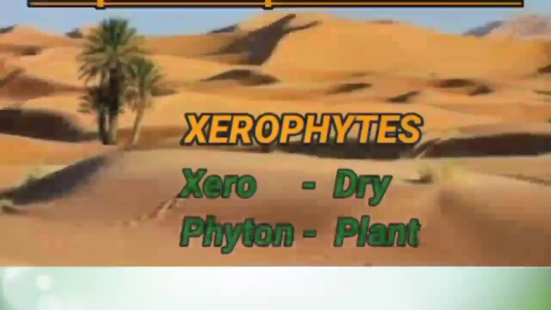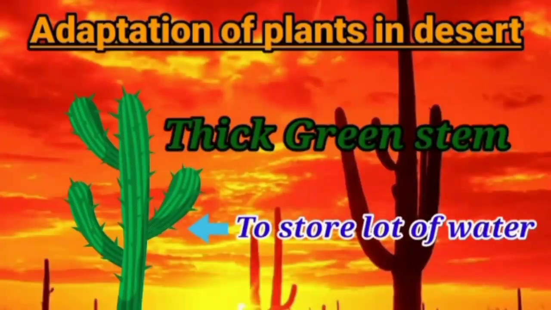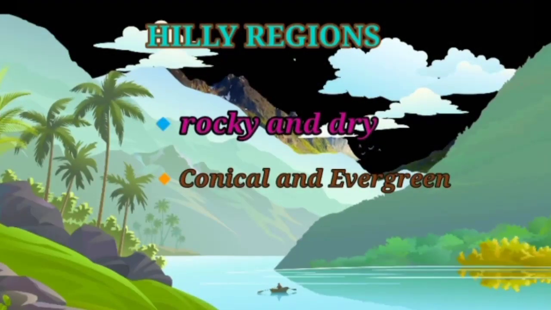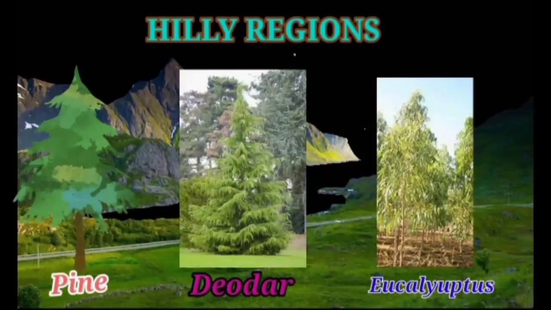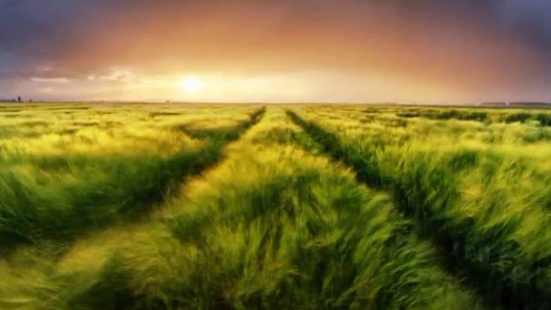What are sauropods? Plants that grow in deserts are called sauropods. Why do desert plants have thick stems? Desert plants have thick stems to store a lot of water. What are hilly regions? Hilly regions are rocky and dry. Give some examples of hilly region plants. Pine, deodar and eucalyptus.